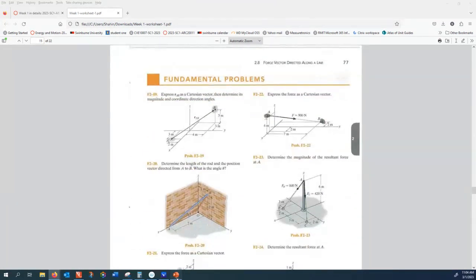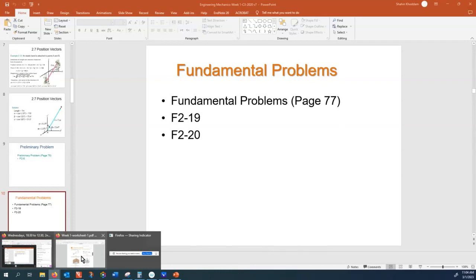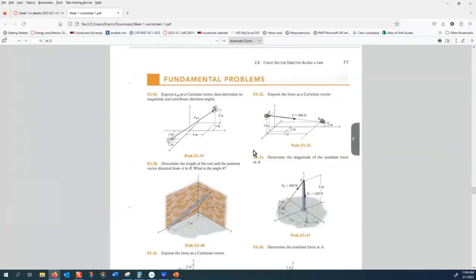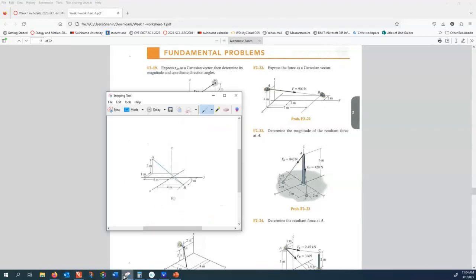All right, so the next one is on page 77. Do you want something simple, medium, difficult? Medium. Yeah, that I like more. So let's go with 220.